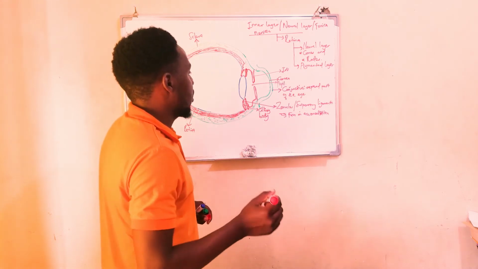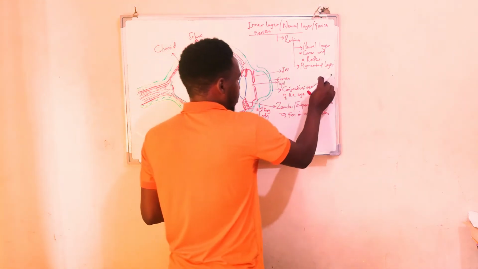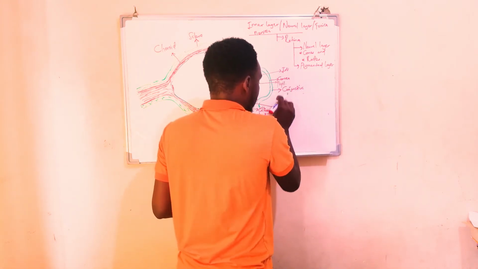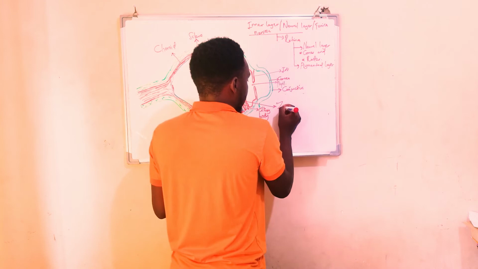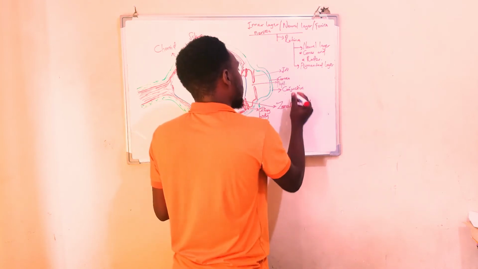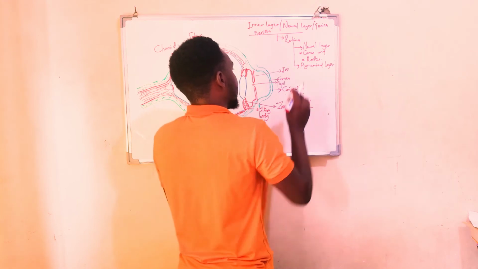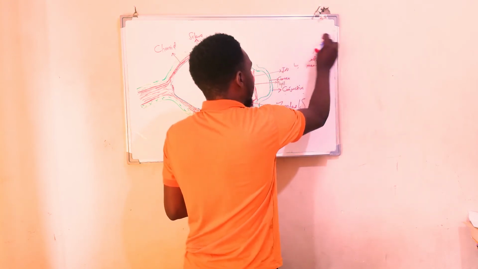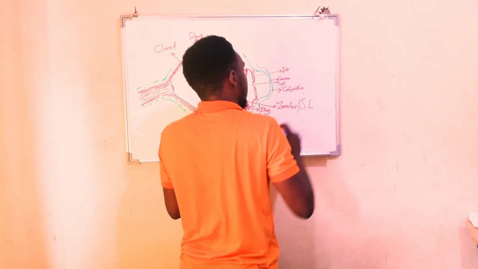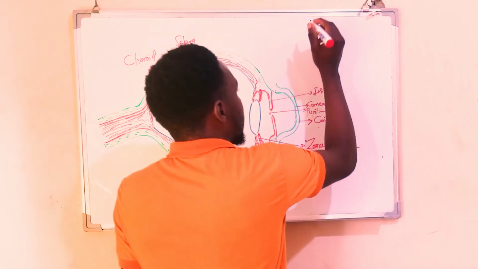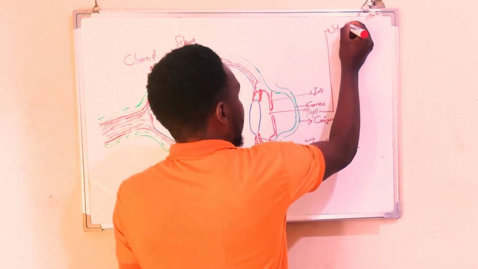Then the other thing that I have to talk about on the cornea that I didn't say at the beginning, with the zonules or suspensory ligaments here, is that the cornea is made up of 5 layers. The first layer is the stratified epithelium layer.